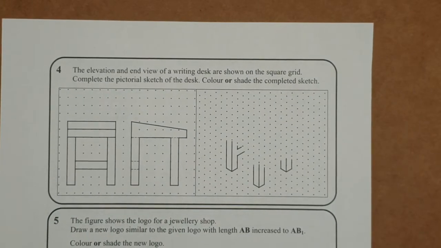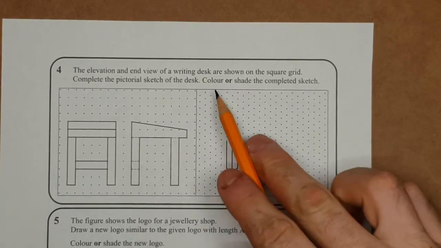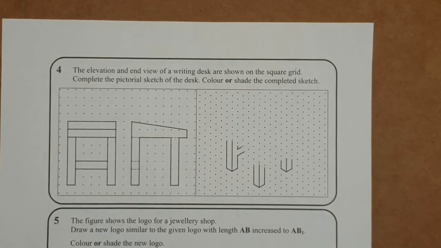Question 4. The elevation and end of a writing desk are shown on the square grid. Complete the pictorial sketch, colour or shade the completed sketch. Now, colour or shade, lots of people will do the sketch, but they'll forget to add the colour or the shading to it. What we're looking for here, so, is this.